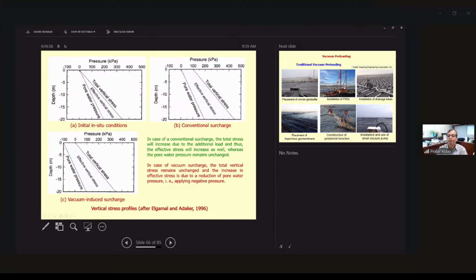So here, in the case of vacuum surcharge, the total vertical stress remains unchanged, and the effective stress increases due to the reduction of the water pressure, which is applying negative pressure. In the case of conventional surcharge, the total stress will increase due to the additional load. Thus the effective stress will also increase, while the water pressure remains unchanged. So this is the conventional surcharge and the vacuum surcharge.